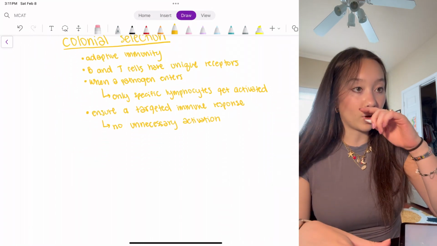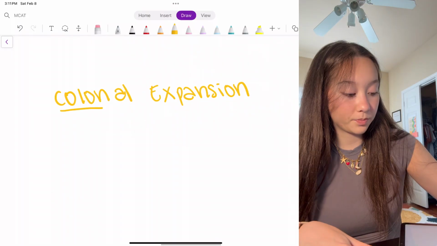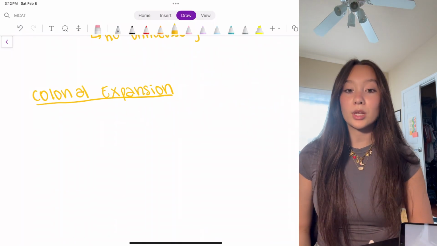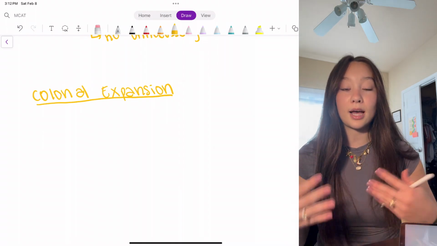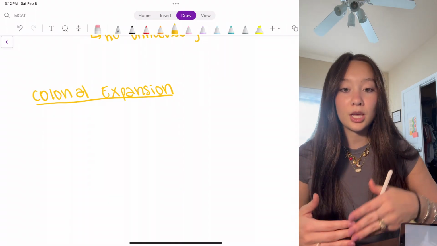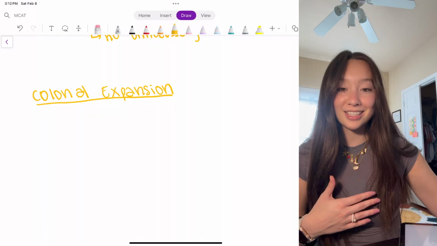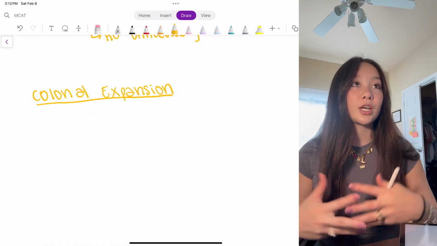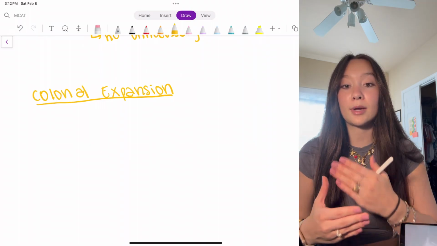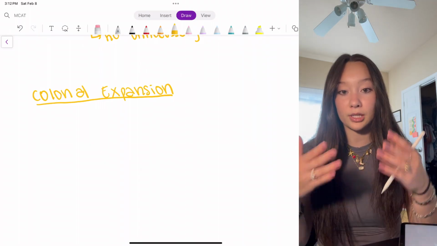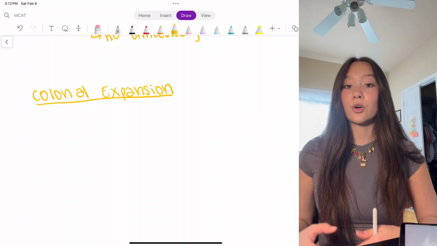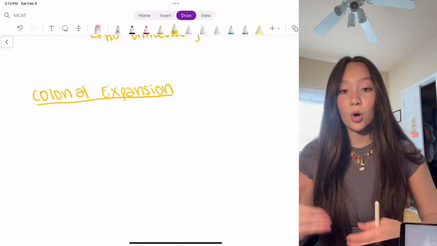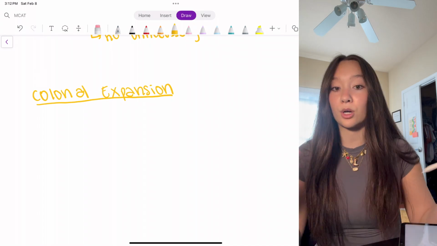Now we're going to move on to colonial expansion. So colonial expansion is basically saying that when a B cell or a T cell is activated, when it binds to an antigen, it rapidly proliferates. So it just multiplies itself over and over again so that there's just a large population of the same identical cell to fight that pathogen that has entered the body. So for B cells, for example, it would differentiate into either plasma cells or those memory B cells, which we talked about in the last video.